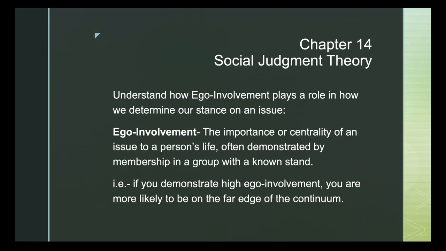You're not going to be able to be as non-committal because you are part of maybe a group, something that they stand for, whether it's Republican or Democrat or whatever the case is. It's harder for you to be non-committal based on your ego involvement because you have maybe a vested interest in that particular issue and the importance of it. So, as it mentions in the book, if you demonstrate a high ego involvement, you're more likely to be on the far edge of the continuum.